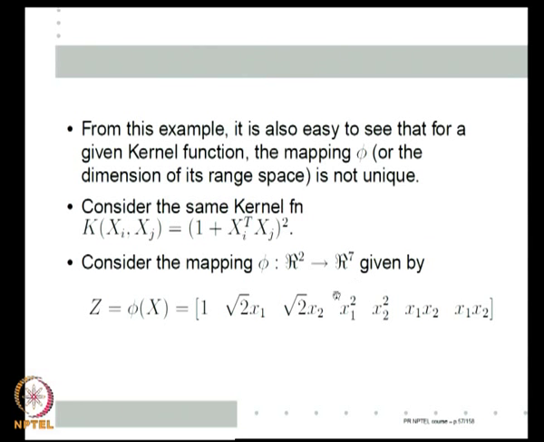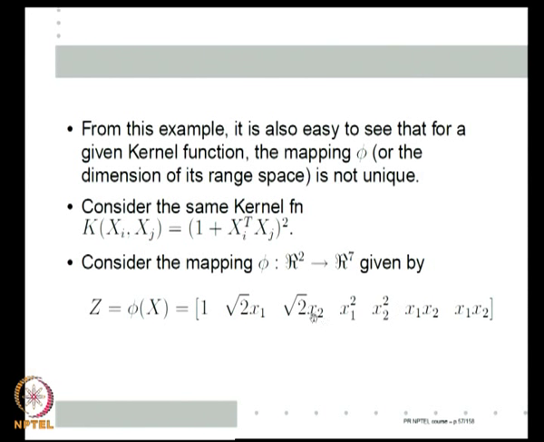For the same kernel function, instead of taking the last component as root 2 x1 x2, suppose I take the map not from R2 to R6, but from R2 to R7, and the last two components are x1 x2 and x1 x2. If I compute z_i transpose z_j, I get x_i1 x_i2 times x_j1 x_j2 plus x_i1 x_i2 times x_j1 x_j2, and adding them I get 2 x_i1 x_i2 x_j1 x_j2. That is what the root 2 x1 x2 term was giving me earlier.